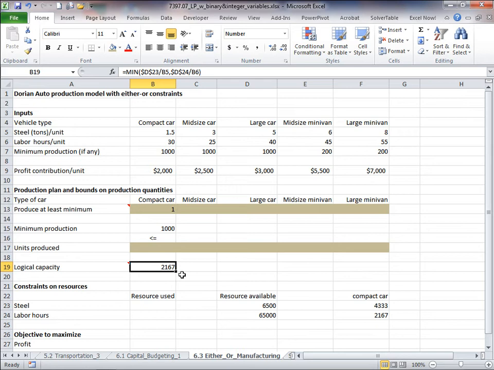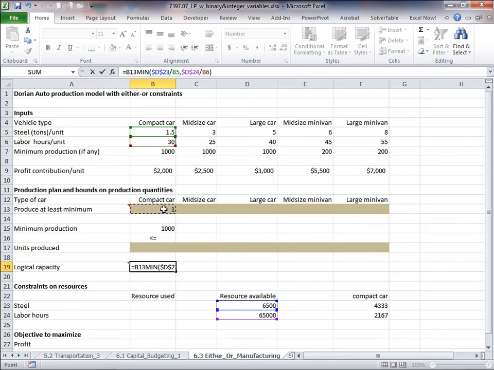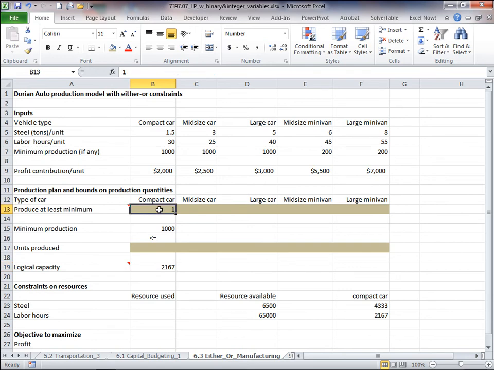So if I put at the beginning of this times minimum, all right, so now if I choose not to produce, lo and behold, my production, I'm bounded now by zeros, right? And my decision variable, my units produced decision variable, has no choice in this case but to be zero. You see what I'm doing here, folks?